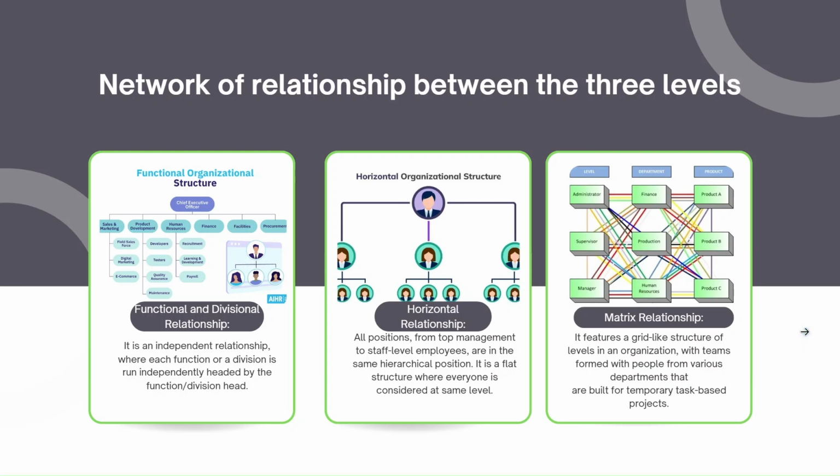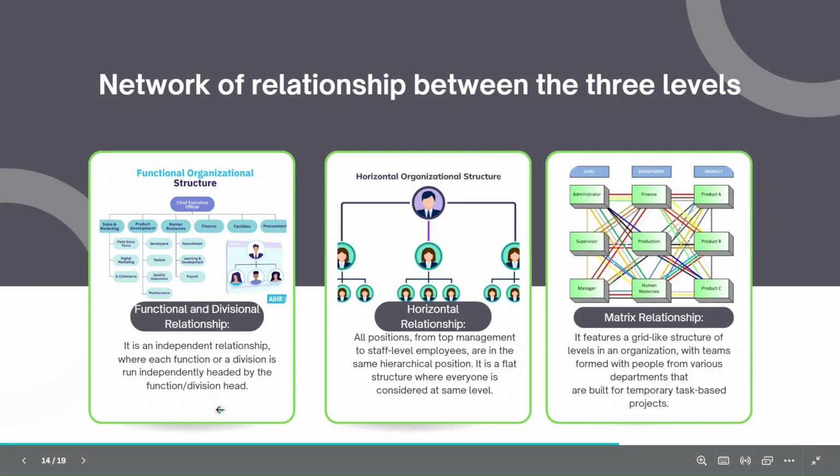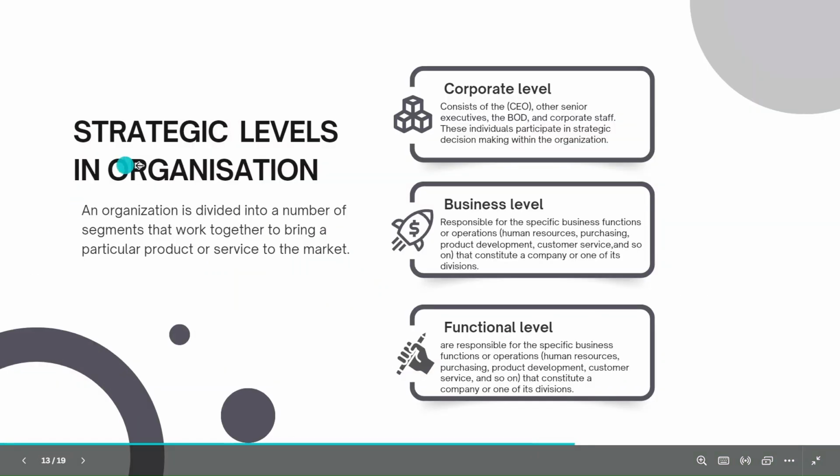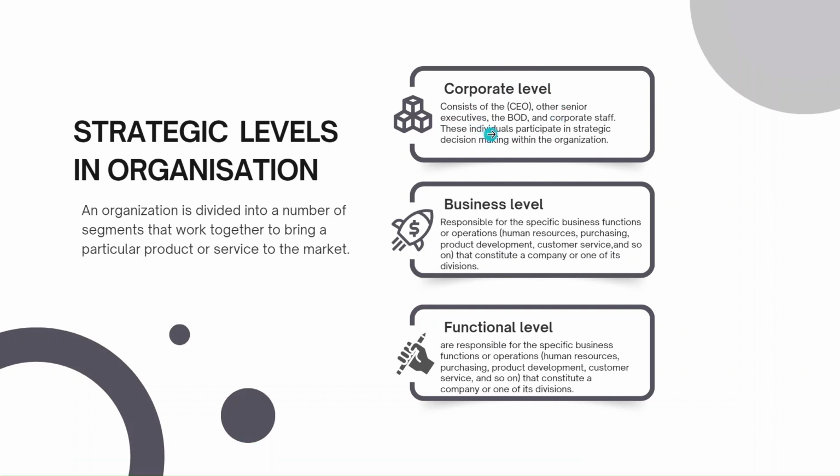Next, we are going to see the network of relationship between the three levels. You would have understood that the business operates in three levels: the corporate level, the business level, and the functional level. Corporate level consists of top management, where the CEO and board of directors work. Business level consists of functional managers, managers for sales, purchases, and human resources, and based on the functions, the managers are bifurcated. Under them, the workers work. It's the human resources where a huge number of employees work. They execute whatever the managers say. So these are the three levels of the organization.